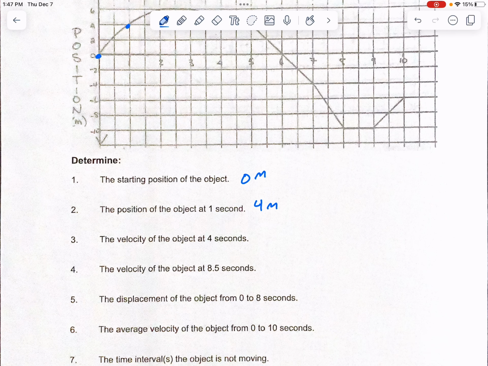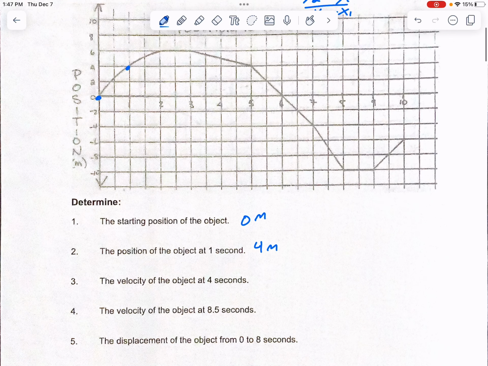Number three, the velocity of the object at 4 seconds. So at 4 seconds, you're right here on this line. Don't try to connect these points here and do velocity there. That would be average velocity, but we're not looking for that. I just want to know what is the velocity at that point in time. So wherever it falls on the line, I'm just going to find the slope of that line.